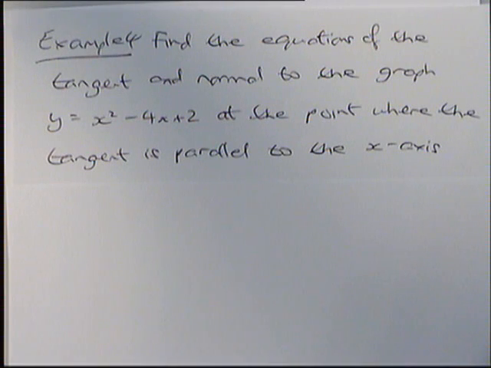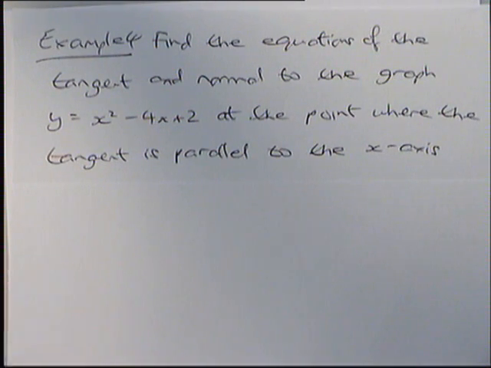Next example, example number 4. Find the equations of the tangent and the normal to the graph y equals x squared minus 4x plus 2 at the point where the tangent is parallel to the x-axis. Well, let's just deal with that last bit first.